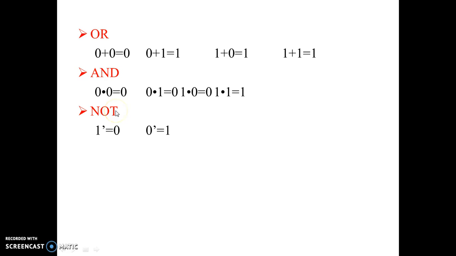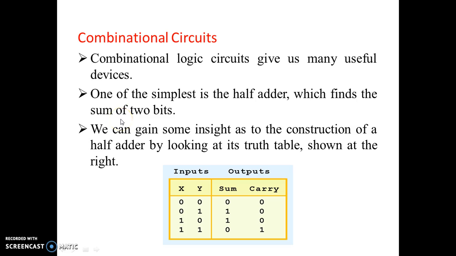And the NOT function means it is just the opposite of the input, that means NOT of 1 is equal to 0 and NOT of 0 is equal to 1. So these three gates are the basic types of gates, okay, AND, OR and NOT. And the next one is the combinational circuit.